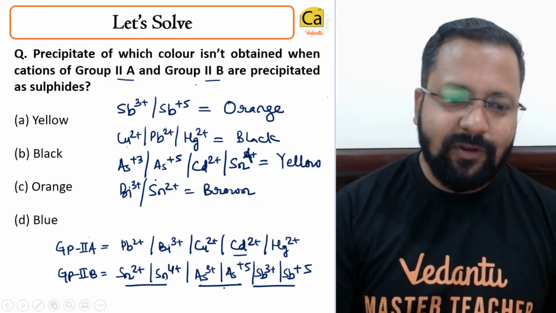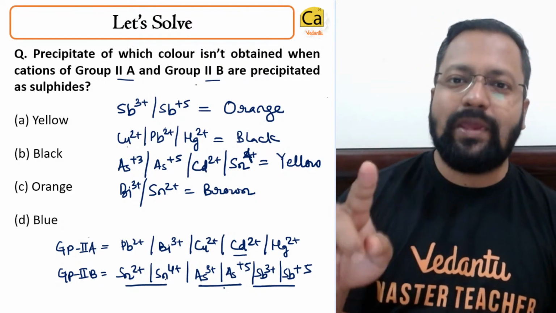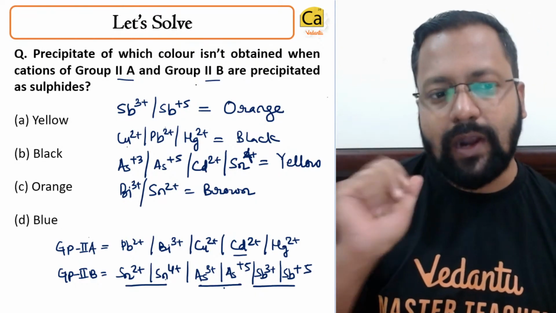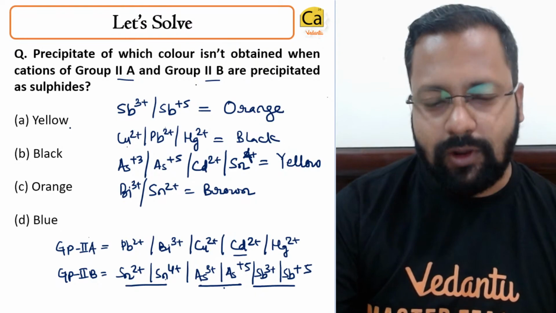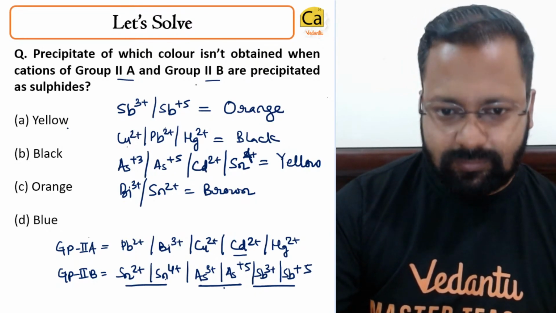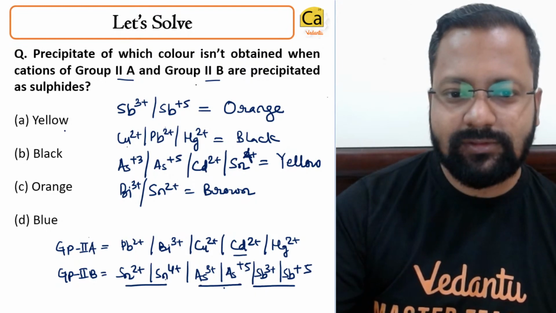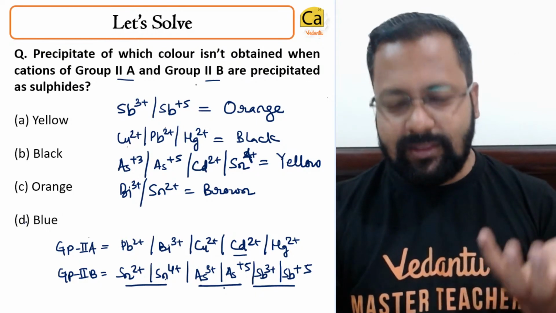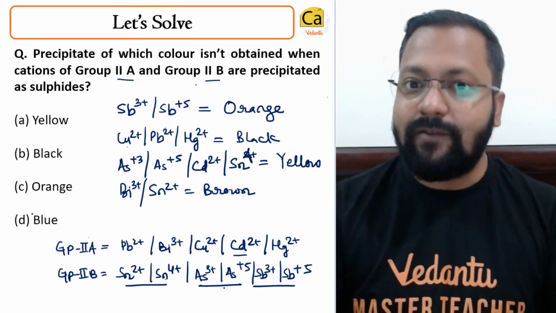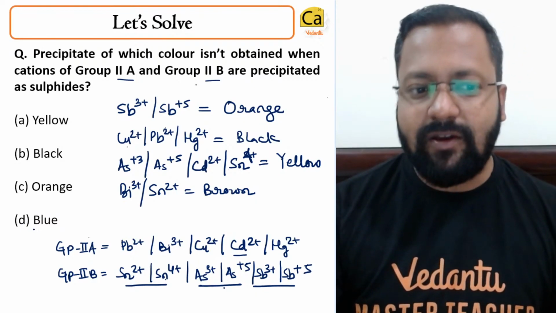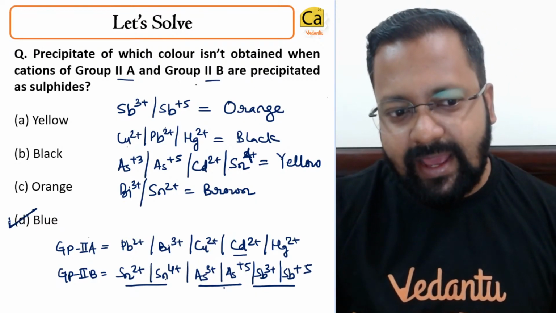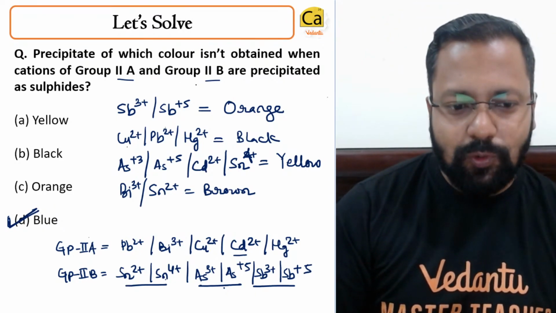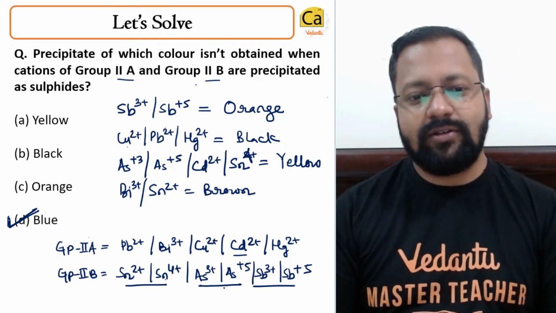So we have only 4 colors appearing in group 2. The 4 colors are orange, black, yellow, brown. Clear? So the color which is not appearing in the precipitate of the sulphide is blue. The right answer is blue. Is that understood?